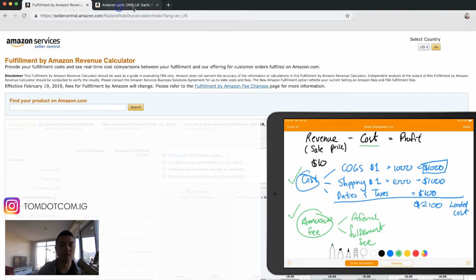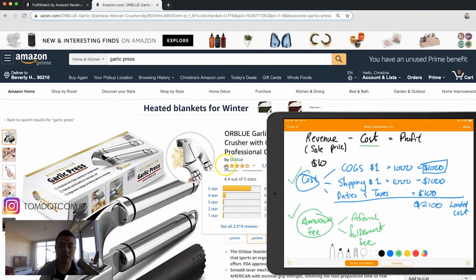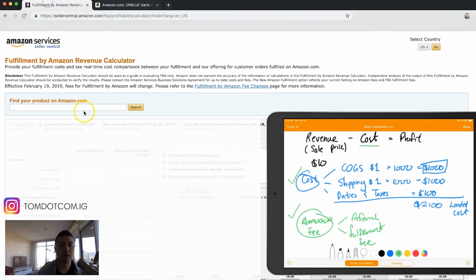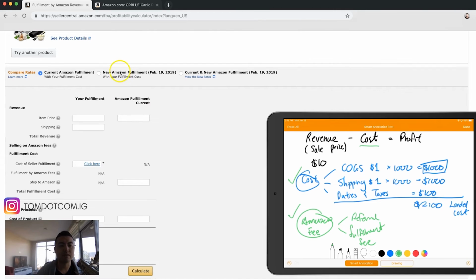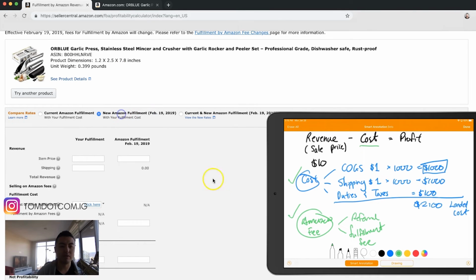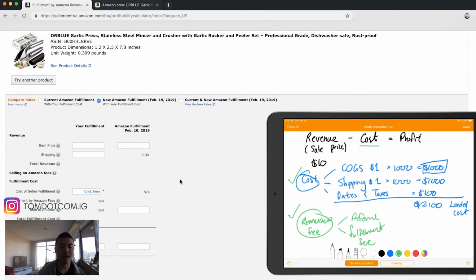So basically what you want to do is, let's say this is the product that we want to sell. We copy its ASIN, which is right here, starting with the B, and we simply paste that in. Then we go to the new Amazon fulfillment and put our item price right over here. The item price could be, just for example, $19.99. This is just an example, all these numbers are arbitrary. I'm just pulling them out of thin air, but I just want to show you how you can calculate these things.